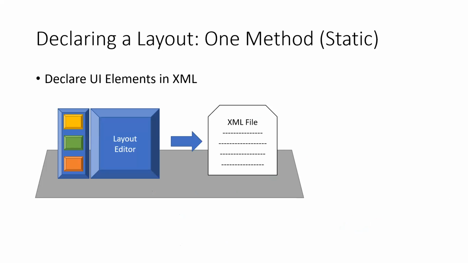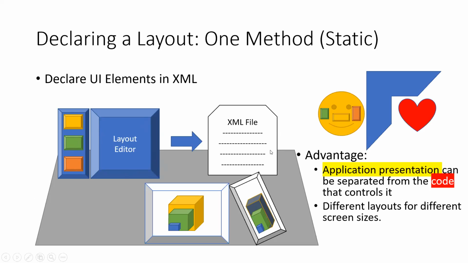There are basically two methods. One is a static method, the other is a runtime method or a dynamic method. The static method is where you declare UI elements in an XML file. You can use a layout editor also for this purpose. A layout editor is a drag and drop kind of tool: you have a toolbar and a graphical user interface, and the moment you lay out the widgets on the screen, the XML file is automatically created.